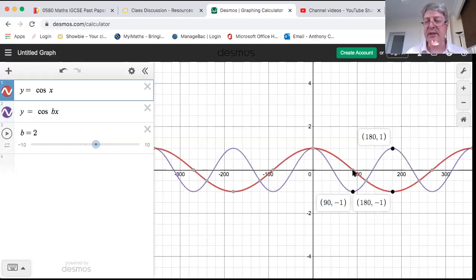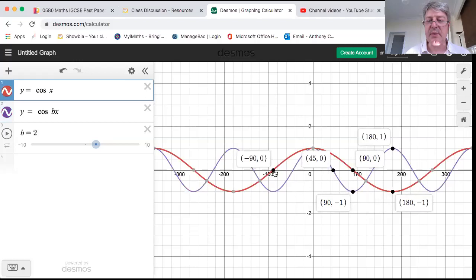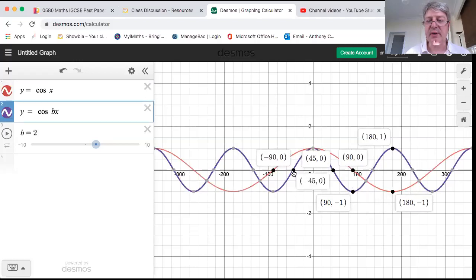And finally, this point here, we know that's 90, 0. This one will be 45, 0. And we know that. And that will give us, again, a scale factor of a half. And it works on the other side. So here's our minus 90. And if we half that, we should get minus 45, 0. So again, this is called a scale factor change by a factor of a half.